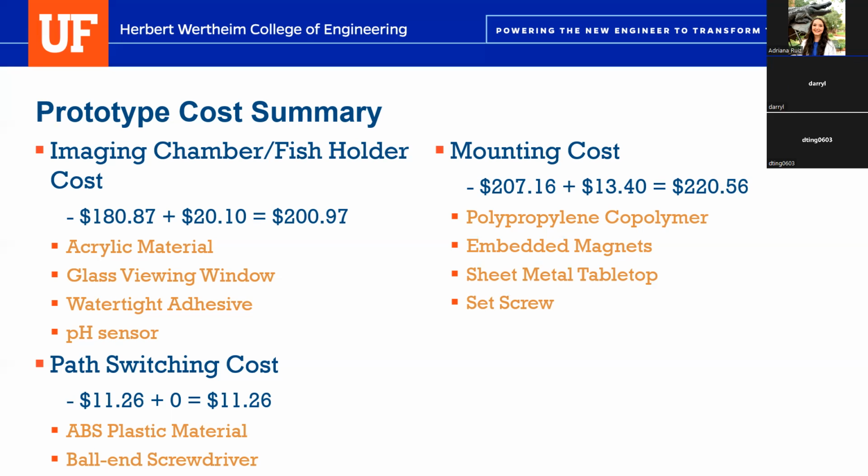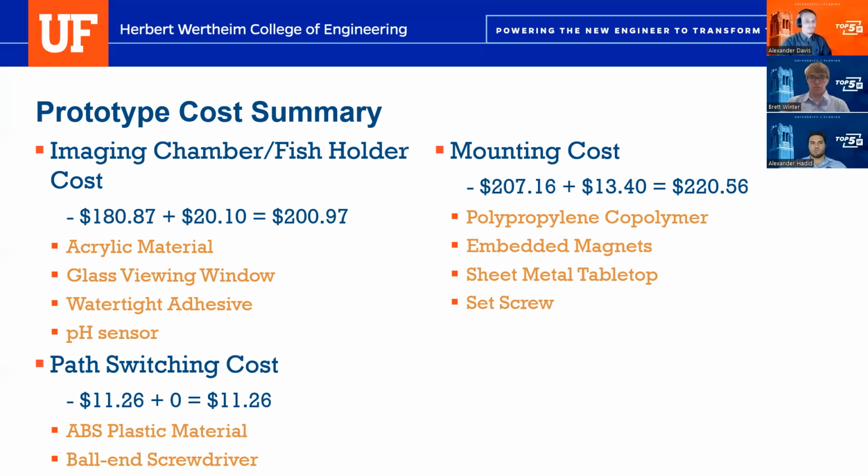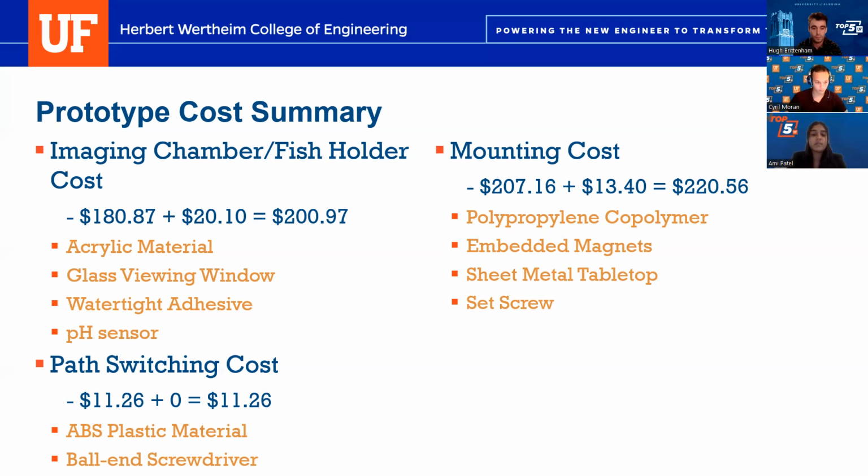This cost includes embedded magnets, the tabletop sheet metal, and set screws. The polypropylene copolymer mounting components can be 3D printed for free through UF for this prototype. Again, utilizing the UF Fabrication Lab, laser cutting the sheet metal tabletop would cost $13.40. So the total cost for this subsystem is $220.56. Overall, the total cost for a prototype design sums to $432.79, which is under our budget of $450.